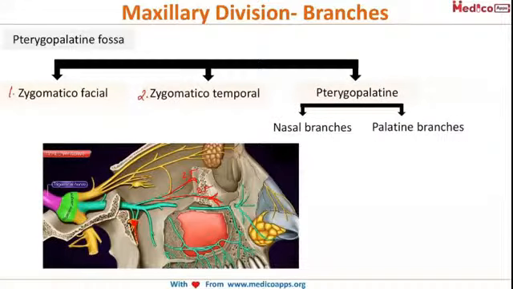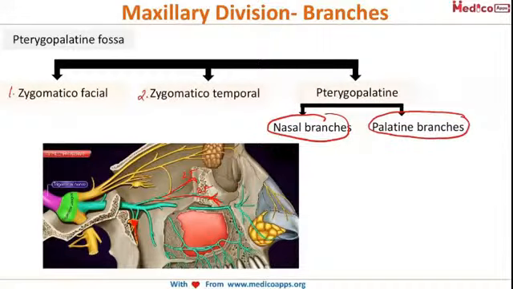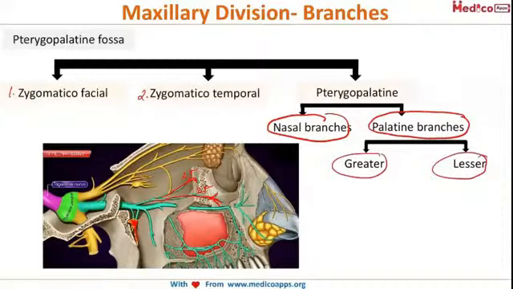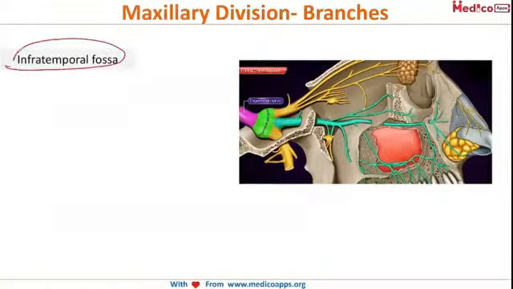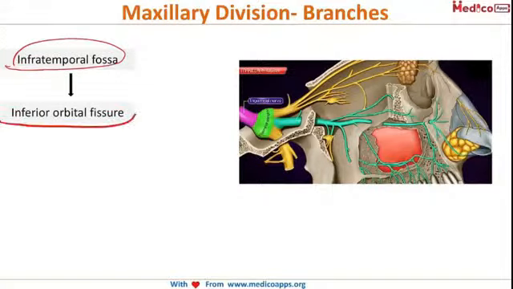So the branches through the pterygopalatine ganglion are nasal branches and palatine branches. The palatine branches are of two types. We have the greater palatine and the lesser palatine. The greater palatine supplies the posterior part of the palate, and the lesser palatine supplies the anterior part of the palate. Okay, after that it reaches the infratemporal fossa, and from there it enters the inferior orbital fissure.